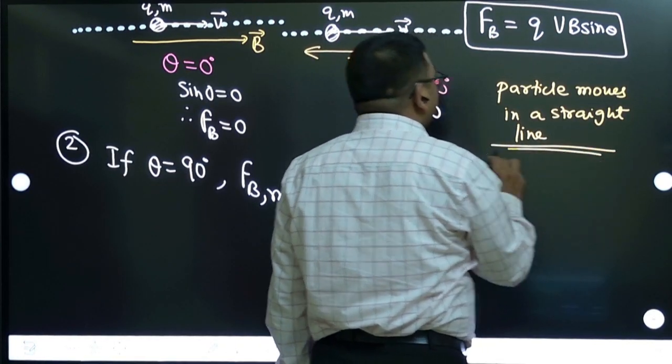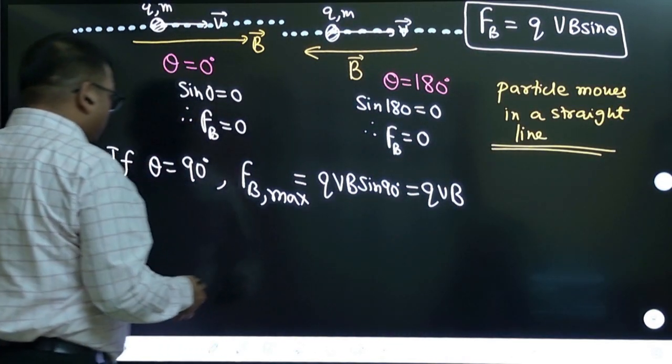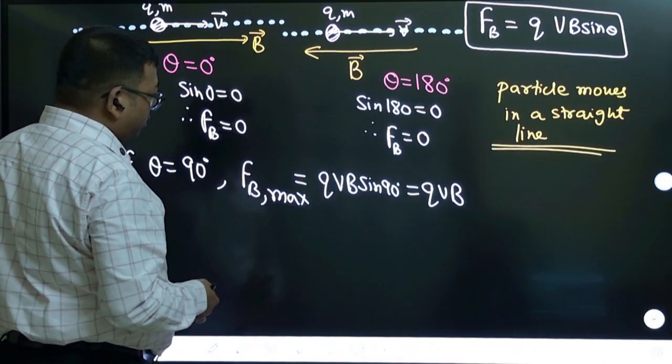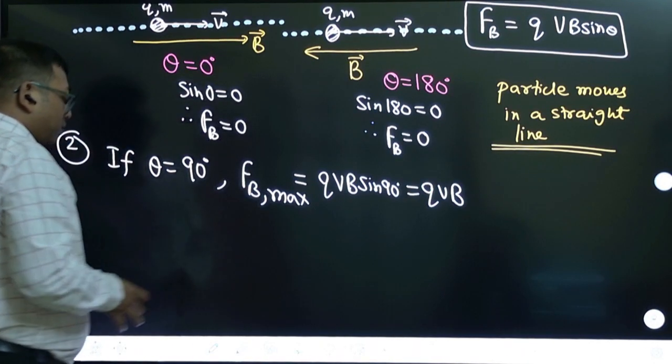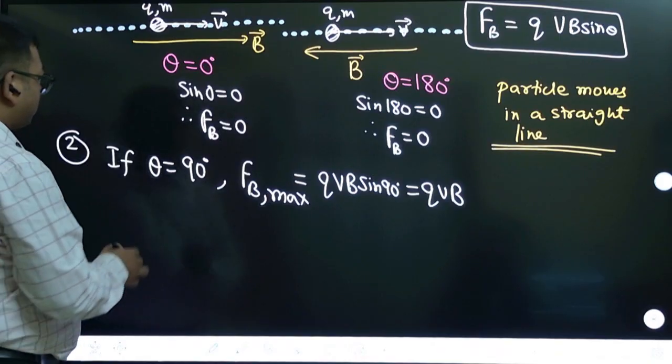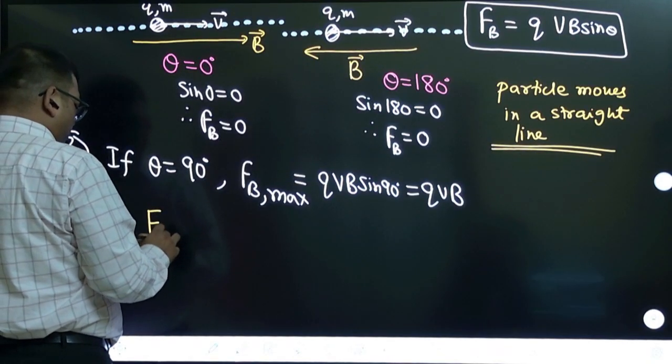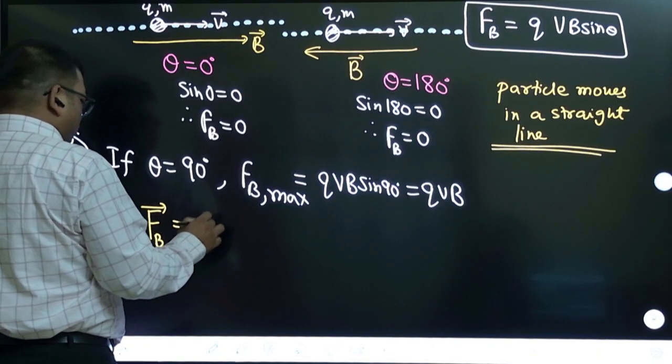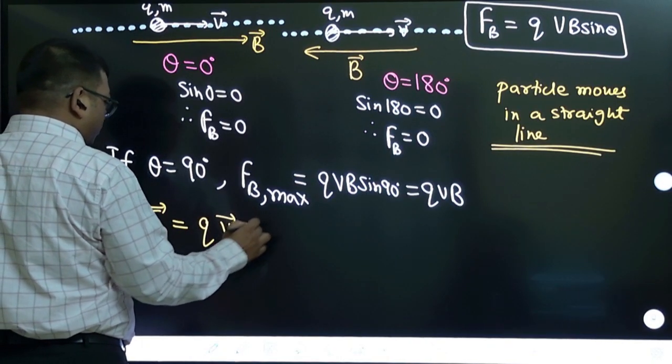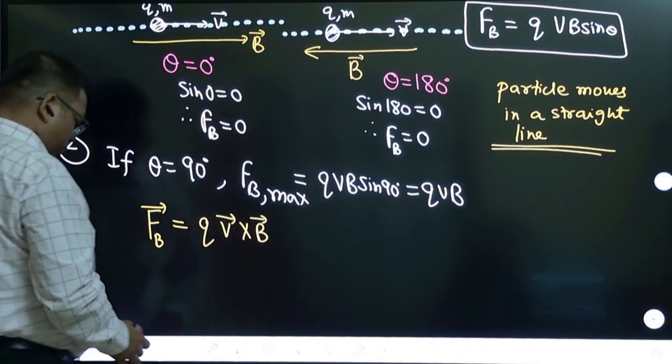Okay, but now when we see the maximum force acting, let us try to understand what will happen. Okay, so for this we need to understand what is the V cross B formula. Magnetic force is Q V cross B. V cross B. Okay.